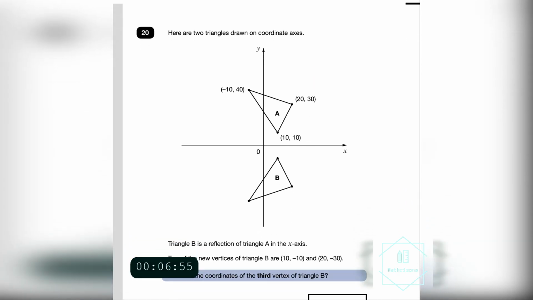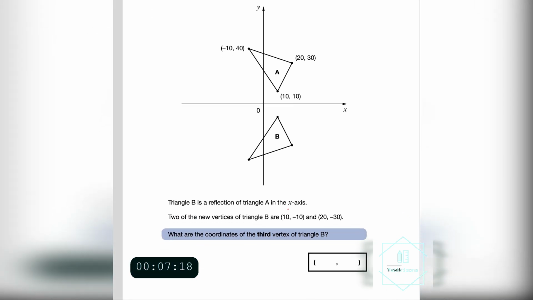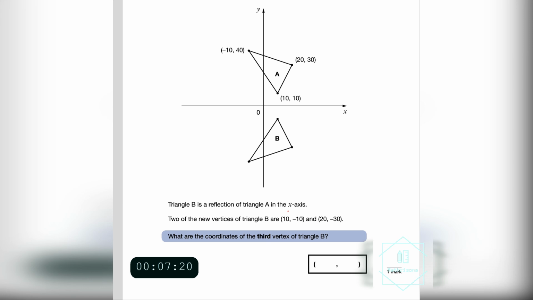Okay. Here are two triangles drawn on coordinate axes. So that's our x-axis, that's our y-axis. Triangle A's coordinates are given, and triangle B is a reflection of triangle A in the x-axis. Two of the new vertices of triangle B are (10, -10) and (20, -30). What are the coordinates of the third vertex of triangle B? Now, they didn't mention which of the vertices these two coordinates are. So we have to work it out.